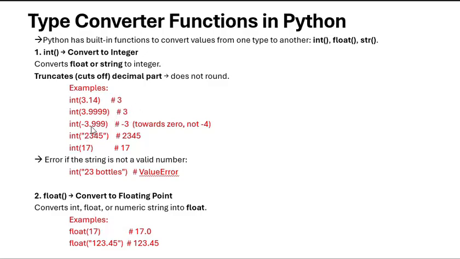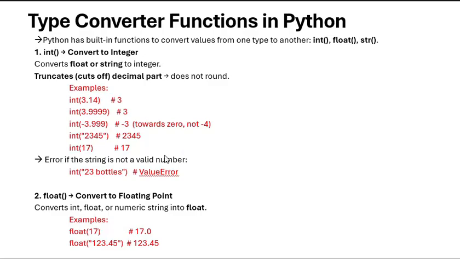Int minus 3.999. It will run towards 0, not towards minus 4. That's why the result will be minus 3. Int "2345". Here we can see the double quotes. That's why it is a string 2345. It is a string converted to integer. Int 17. Already it is an integer. And the output is also an integer.